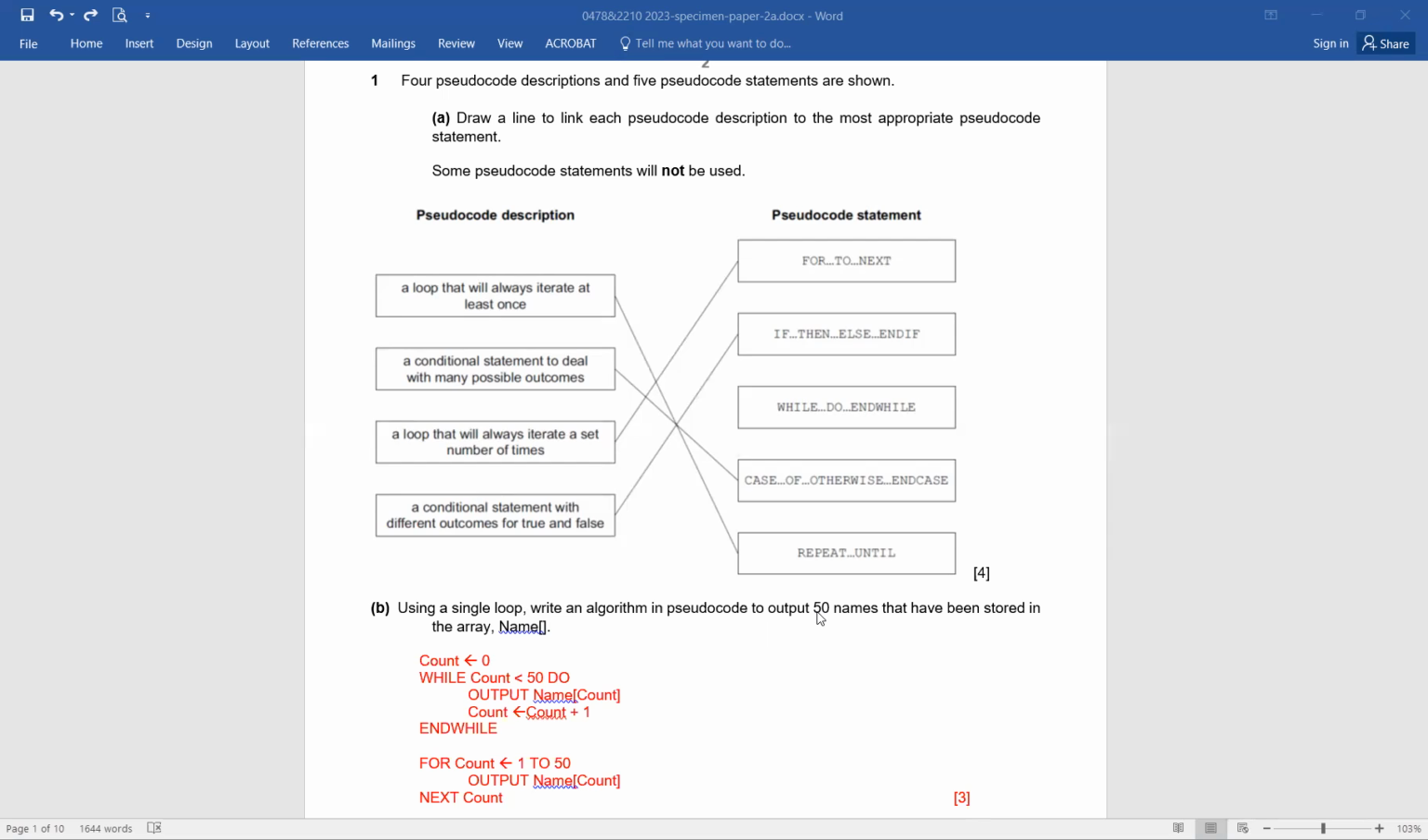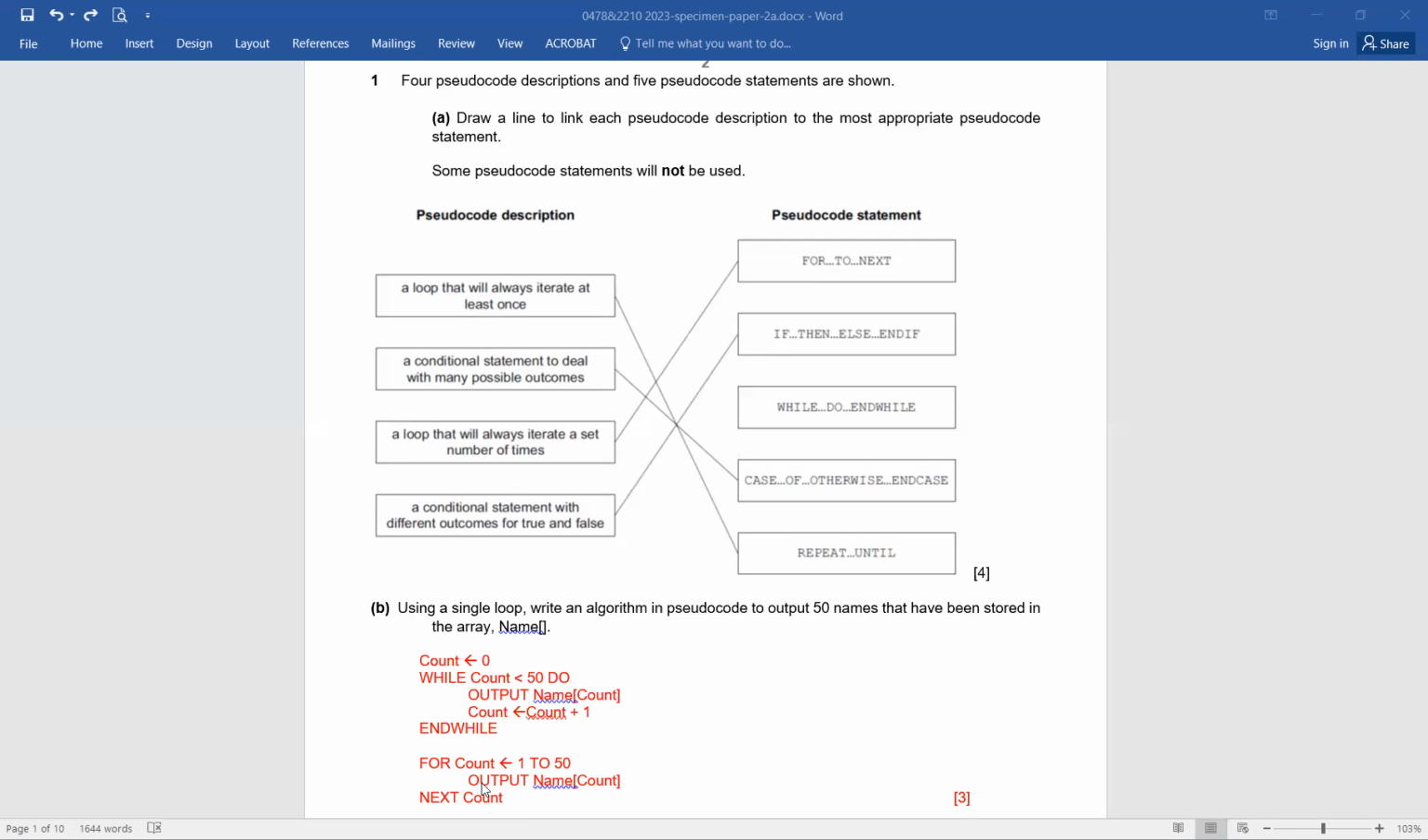Since I know the number of iterations is 50, that is why you can see we have done it with while. Count equals 0, while count is less than 50, do output name of count, count equals count plus 1, and end while. And this is going to work perfectly okay with while, but I recommend, and this is what again is recommended, that you better use the for loop, and you can use it in this manner: for count equals 1 to 50 or for count equals 0 to 49, output name of count, and next count.